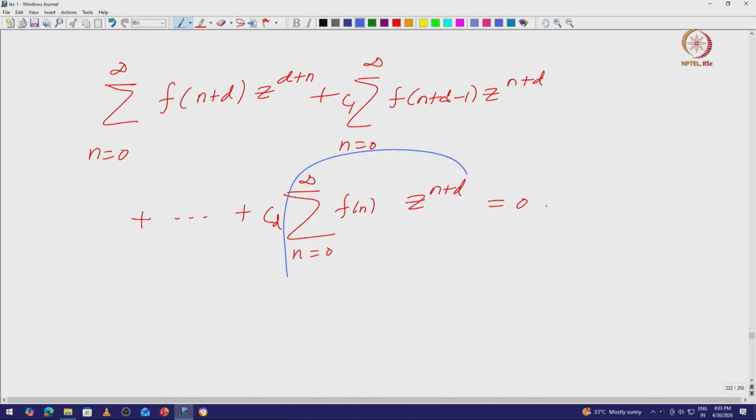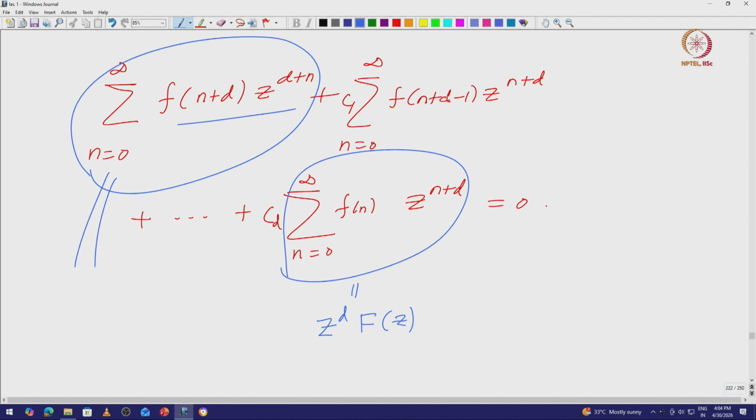Note that a term like this will be equal to z power d times f of z. So, we want to rewrite everything in terms of f of z. That is what we are going to do, but here the sum is starting from f of d times z power d. So, for example, if you take this thing, this is going to be equal to f of z minus summation f of j z power j, ranging from 0 to d minus 1. So, this is the substitution that we need to make, and we will make it for each one of them.